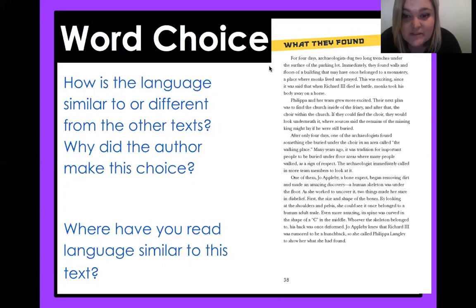Their next plan was to find the church inside of the friary, and after that, the choir within the church. If they could find the choir, they would look underneath it, where sources said the remains of the missing king might lay if he were still buried. After only 4 days, one of the archaeologists found something else buried under the choir in an area called the walking place. Many years ago, it was tradition for important people to be buried under floor areas where many people walked as a sign of respect.